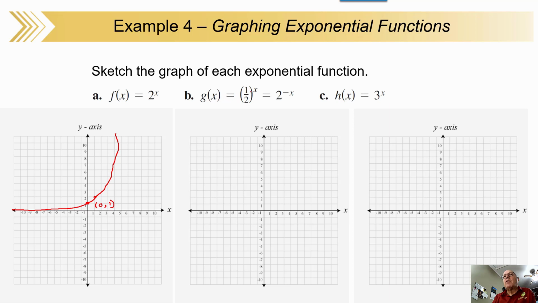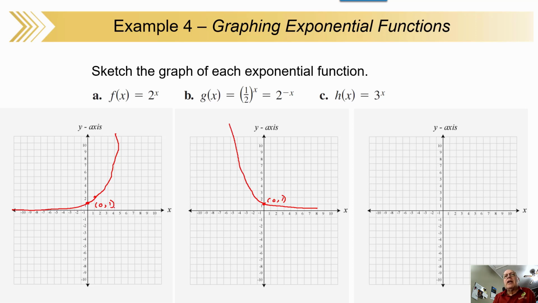For the second one, we've got a base of 1/2. You can write it as 2 to the minus x if you want to. You still have the 0, 1. What does change though is if this is a negative exponent, what it's going to do is switch this like it went through the mirror. So on the right side, it'll be asymptotic to the x-axis. And on the left side, it'll go like that. It still goes through 0, 1. 0, 1. That's your buddy for exponential functions.